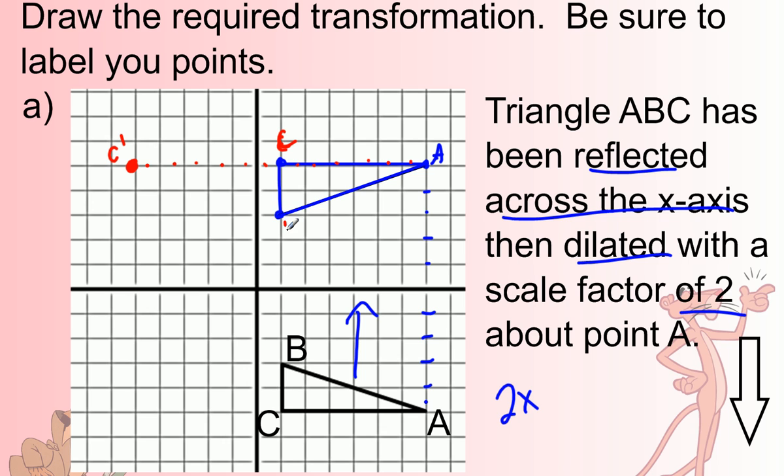Okay, this is my point B. Now this has to become double the size. So I can do this a couple different ways. One way is I can even do this little segment here, the CB. If it's a length of 2 here, if I double it, it should be a length of 4. 1, 2, 3, 4. B prime.